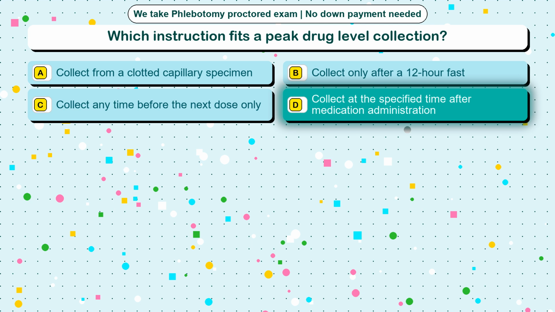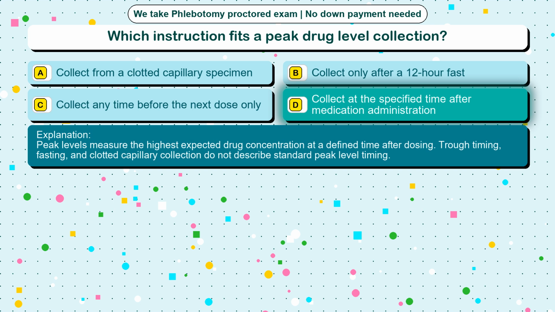Collect at the specified time after medication administration. Peak levels measure the highest expected drug concentration at a defined time after dosing. Trough timing, fasting, and clotted capillary collection do not describe standard peak level timing.